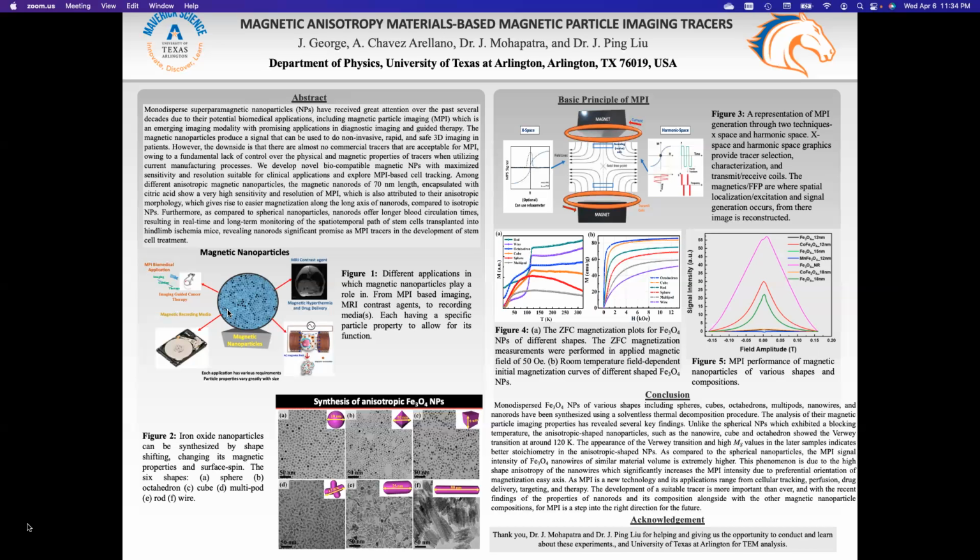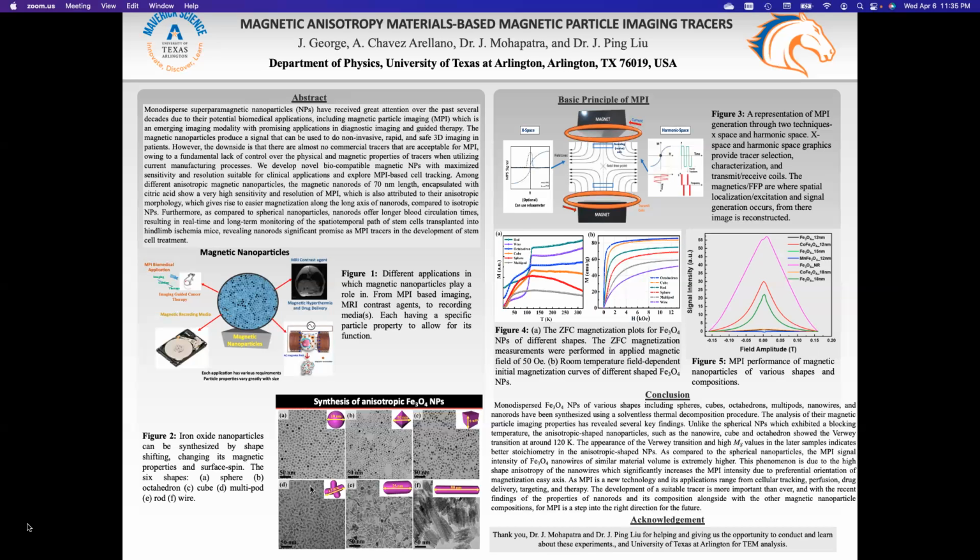With each application having a different function, the particle properties must be specific to that. In order to have specific particle properties for MPI applications, the synthesis of monodispersed iron oxide nanoparticles has to occur, and we do that by using solventless thermal decomposition procedures. This procedure synthesizes various shapes: spheres, cubes, octahedrons, multipods, nanowires, and nanorods, as you can see in Figure 2. Figure 3 shows the basic principles of MPI.